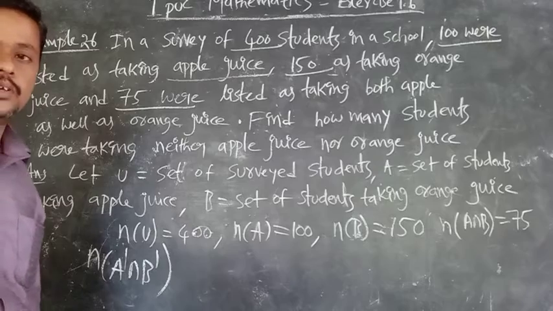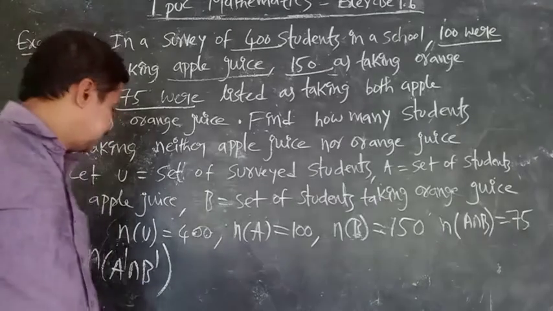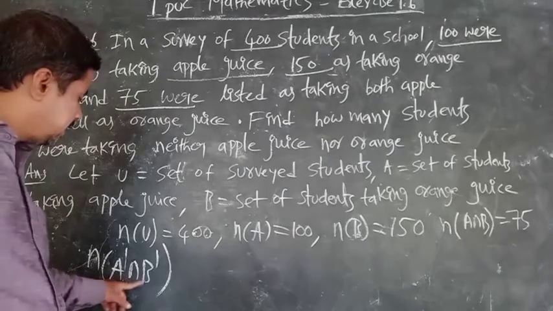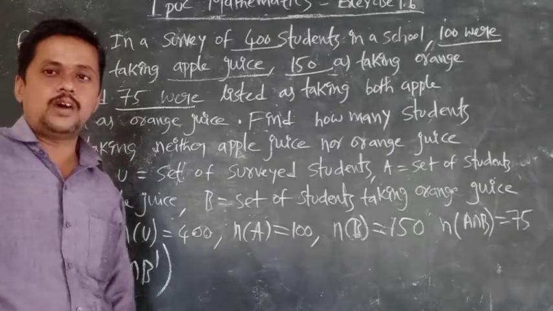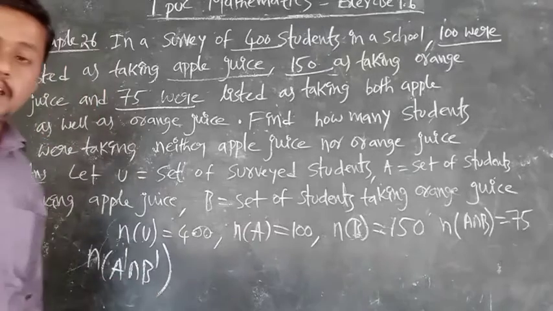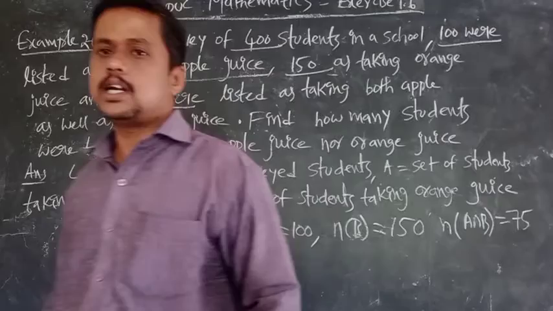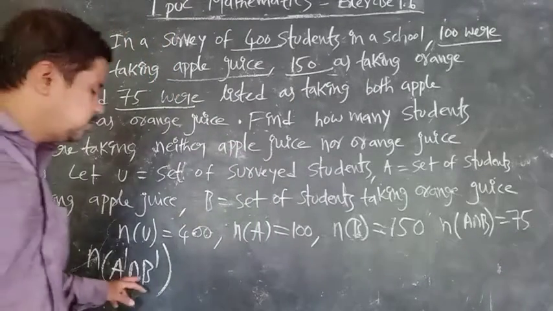So A dash intersection B dash. Is the idea clear to everyone? You have to think: what is the meaning of this? It means the number of students who take neither apple juice nor orange juice. You have to write it like this. When neither-nor comes, you have to consider A dash intersection B dash. Understood? See. We can use the De Morgan laws.